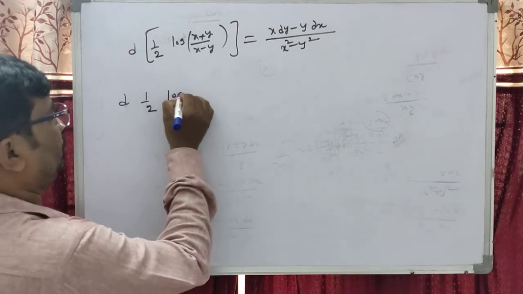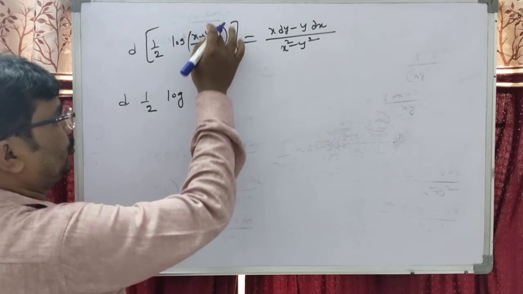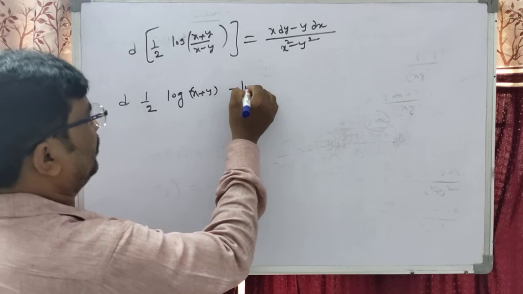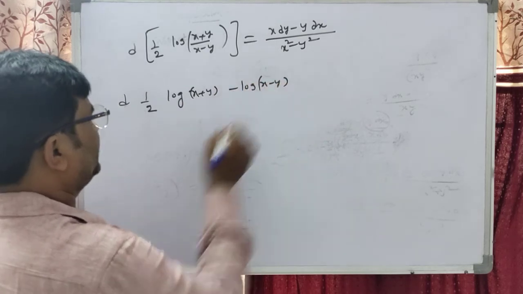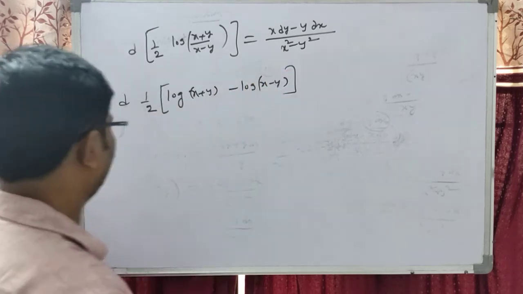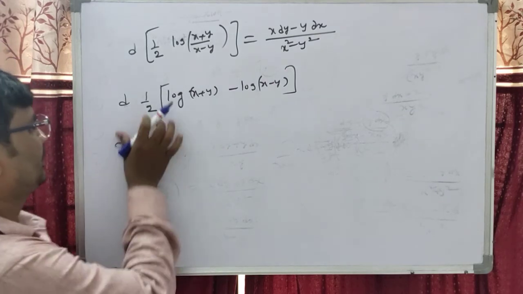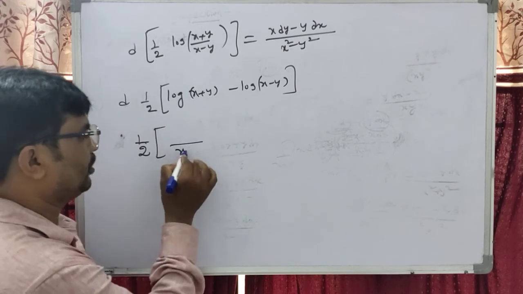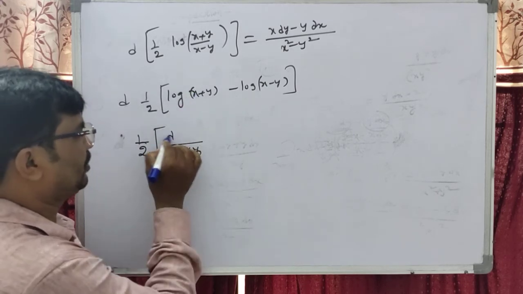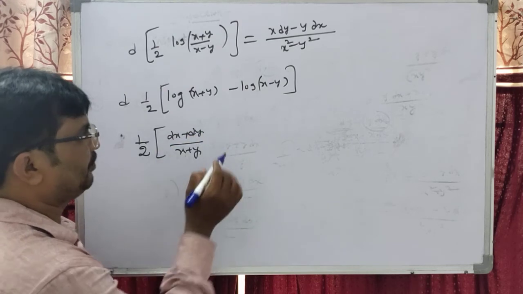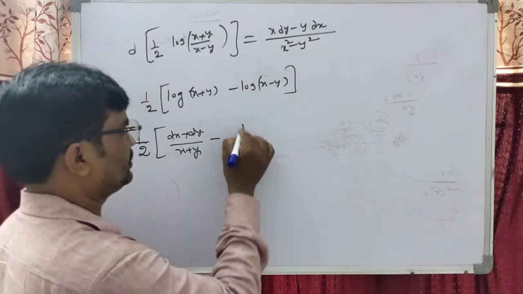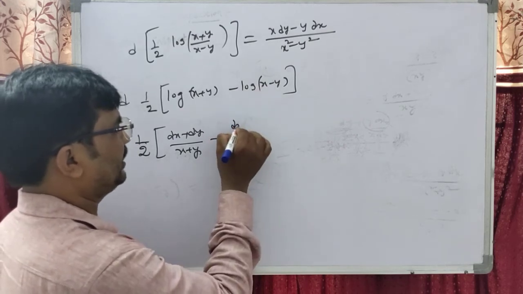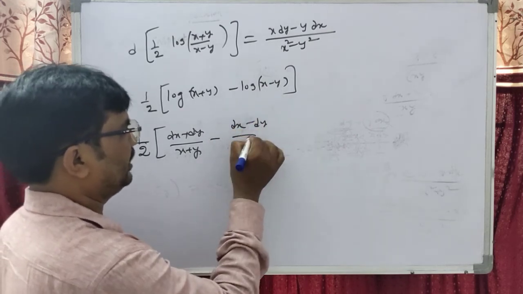We know that log of a by b is log a minus log b. The derivative of, dear students, the constant is 1 by 2. The derivative of log is 1 upon x plus y, times the derivative of x, dx, and of y, dy. Then the derivative of this is 1 by x minus y, where the derivative of x is dx and the derivative of y is minus dy.